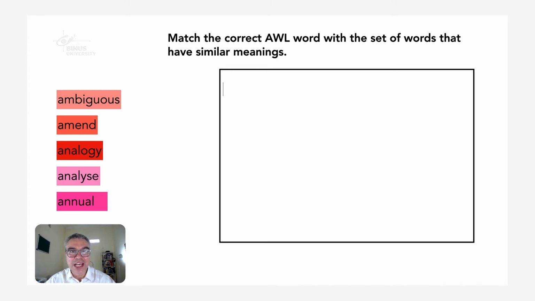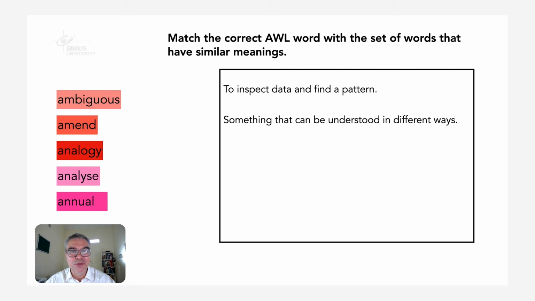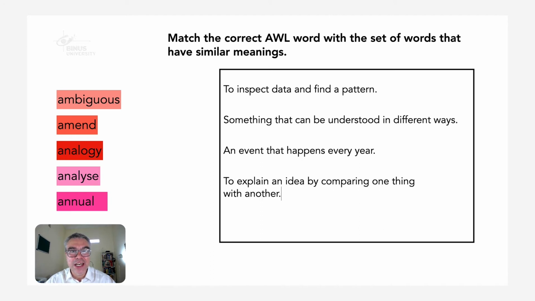To inspect data and find a pattern. And the next one, something that can be understood in different ways. Number 3, an event that happens every year. I think that's easy, isn't it? Number 4, to explain an idea by comparing one thing to another. And the last one, to change the details of a document.